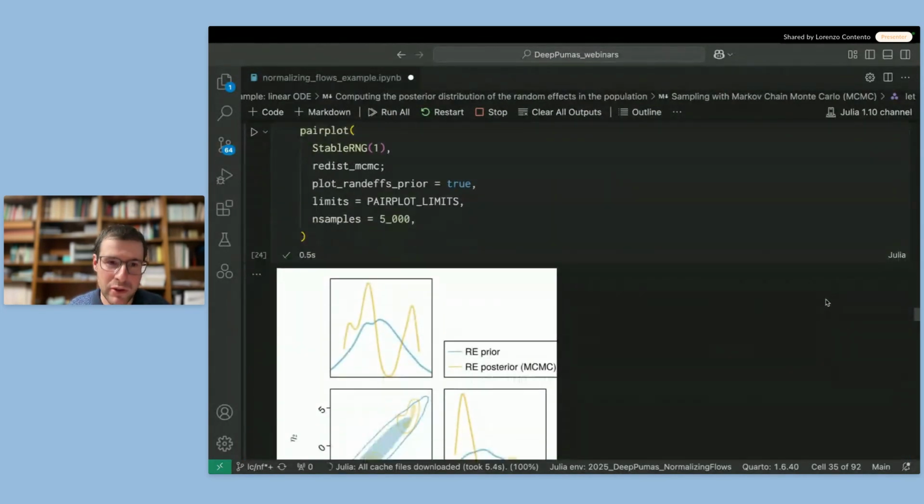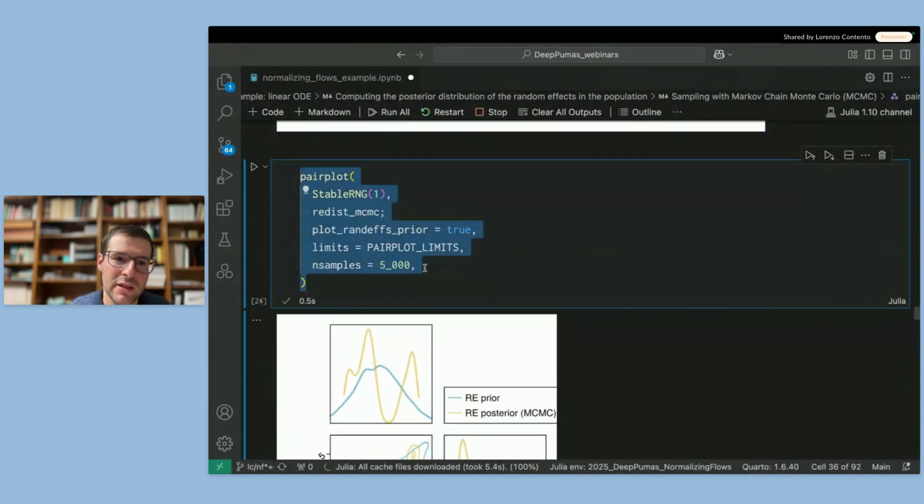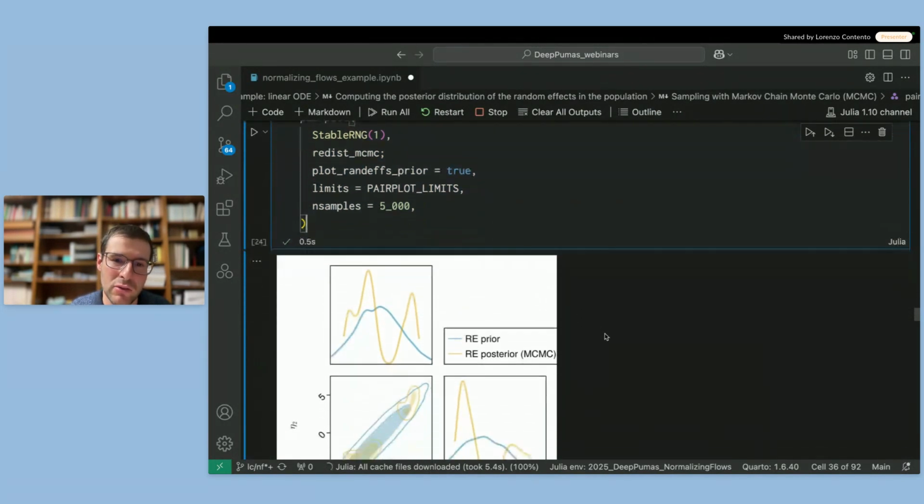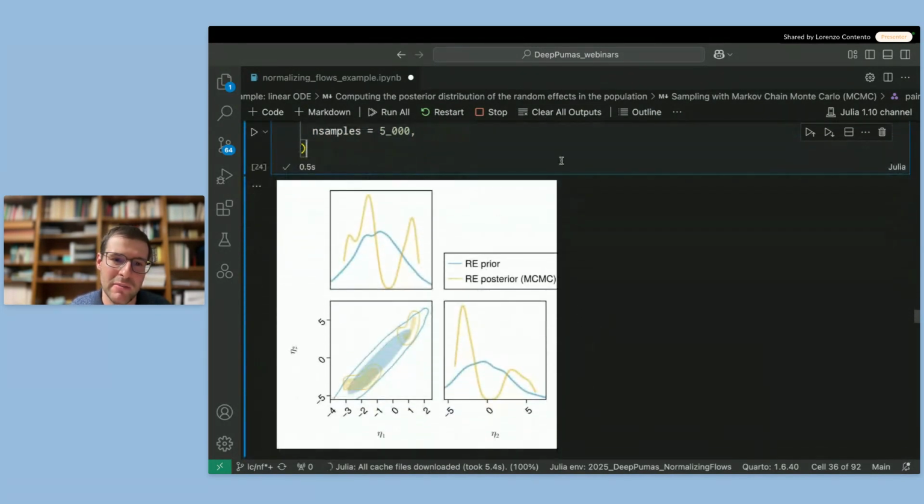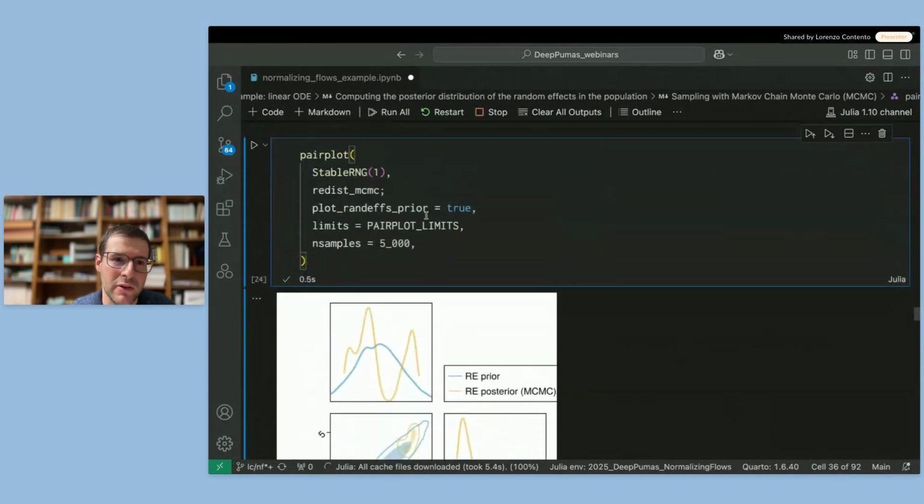We can also use the pair plot, and there are utility functions in DeepPumas that allow you to do essentially the same plot as above, less pretty because the plot above required many more lines of code, but this plot still allows you to compare two distributions pretty easily with just a few lines of code.